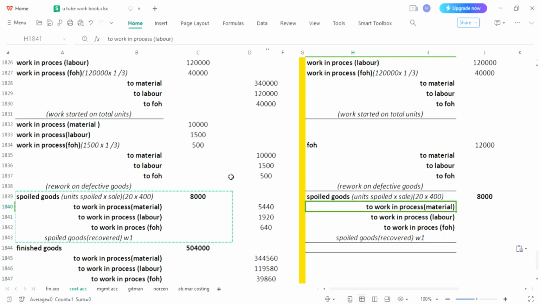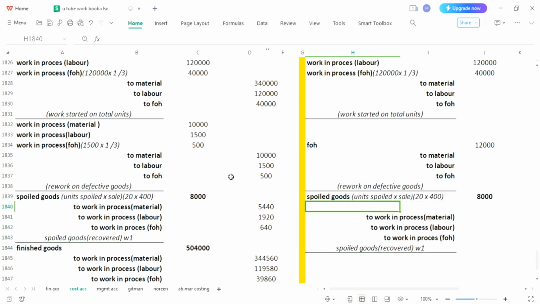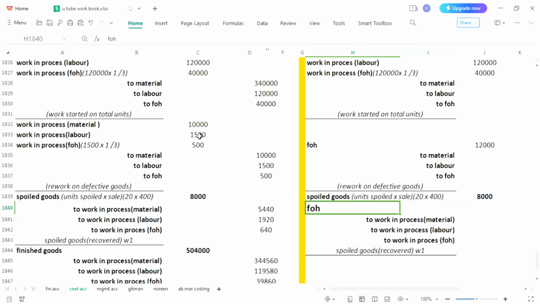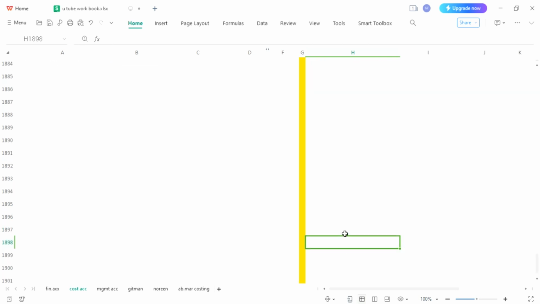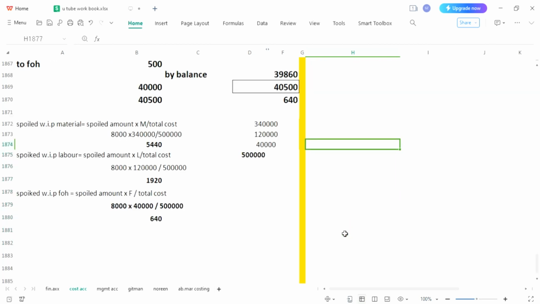What you will do, you will introduce a new word, and that's again your FH. Its size is little bigger, let's make it appropriate. This FH we will calculate, and how do we calculate? As you know, the loss of spoiled goods. For that we need to have working. Please do understand, we need per unit cost of each.